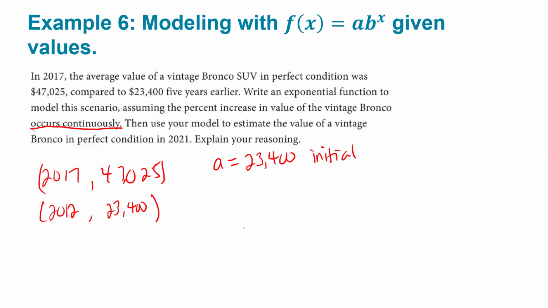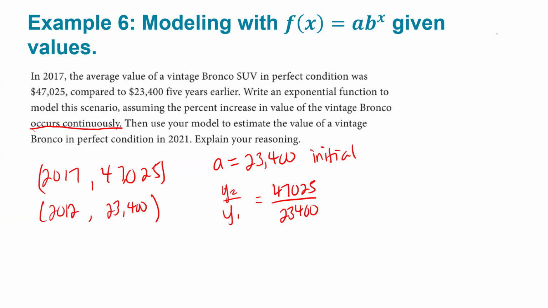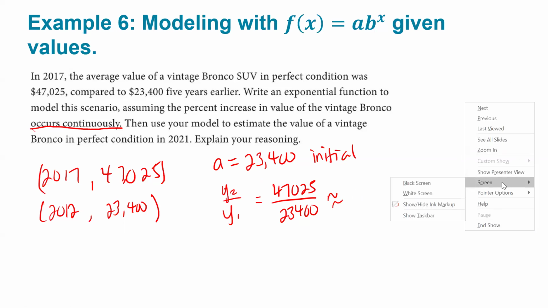Okay, the next thing we're going to find is how is the vehicle changing over time? In order to find that, that's where we have to find our ratio. So our ratio of change is going to take place. So that's our y2 divided by our y1. Remember doing that? So our ratio of change here is 47,025 divided by 23,400. All right, so we found our ratio. To find the ratio, I'm going to plug this in the calculator and get an approximate value.